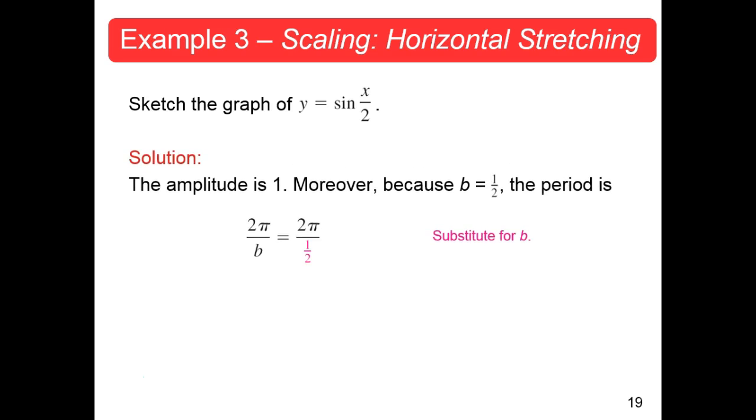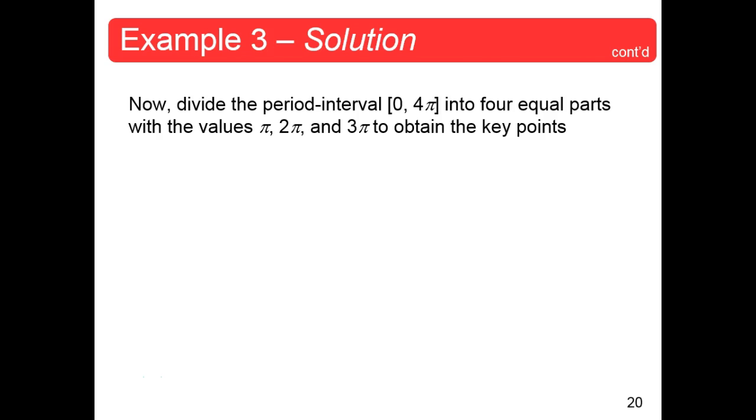And the amplitude is 1. Good to notice that. The b is 1/2, so the period is 2 pi over b, which is 2 pi over 1/2, which is the same as 4 pi. I like to put the extra step in there, 2 pi times 2 over 1, which is 4 pi. Now divide the period interval, 0 to 4 pi, into 4 equal parts, just like Daniel said. Divide by 4, and that will give you pi, 2 pi, 3 pi, and 4 pi as your key points.